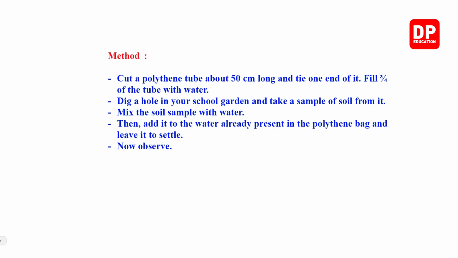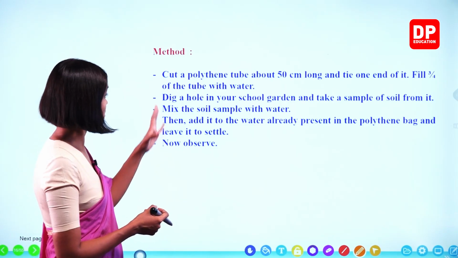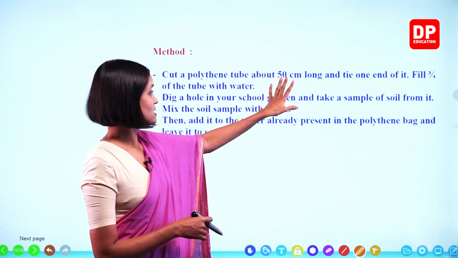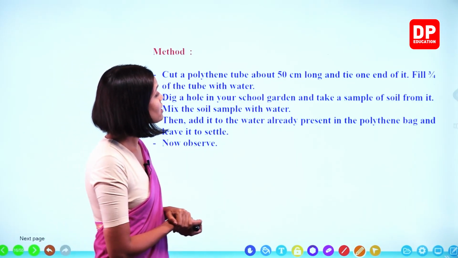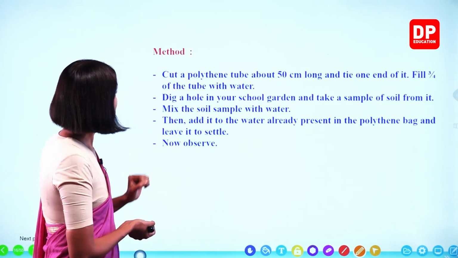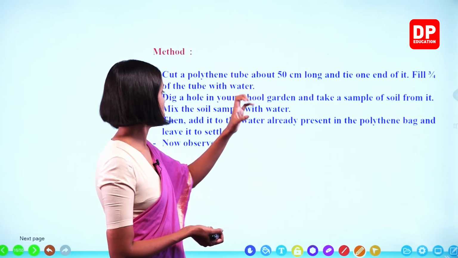Cut a polythene tube about 50 centimeter long and tie one end of it, right? So you have to take a polythene tube and its length should be about 50 centimeters long and you have to tie one end of it, right? Fill 3/4 of the tube with water. Okay. Dig a hole in your school garden and take a sample of soil from it.